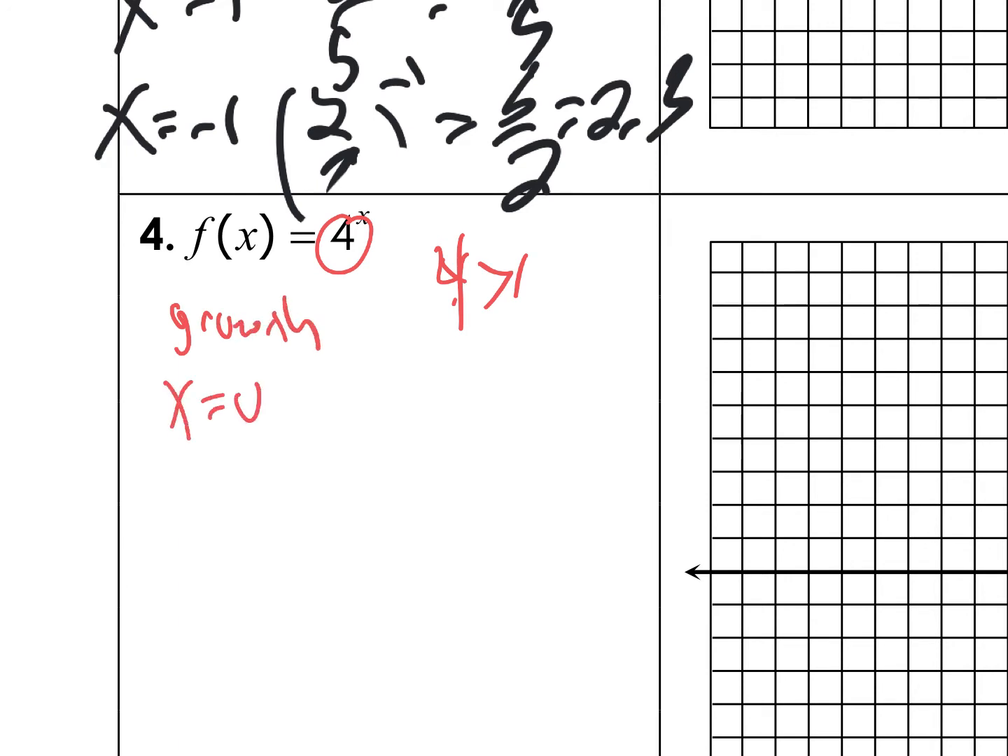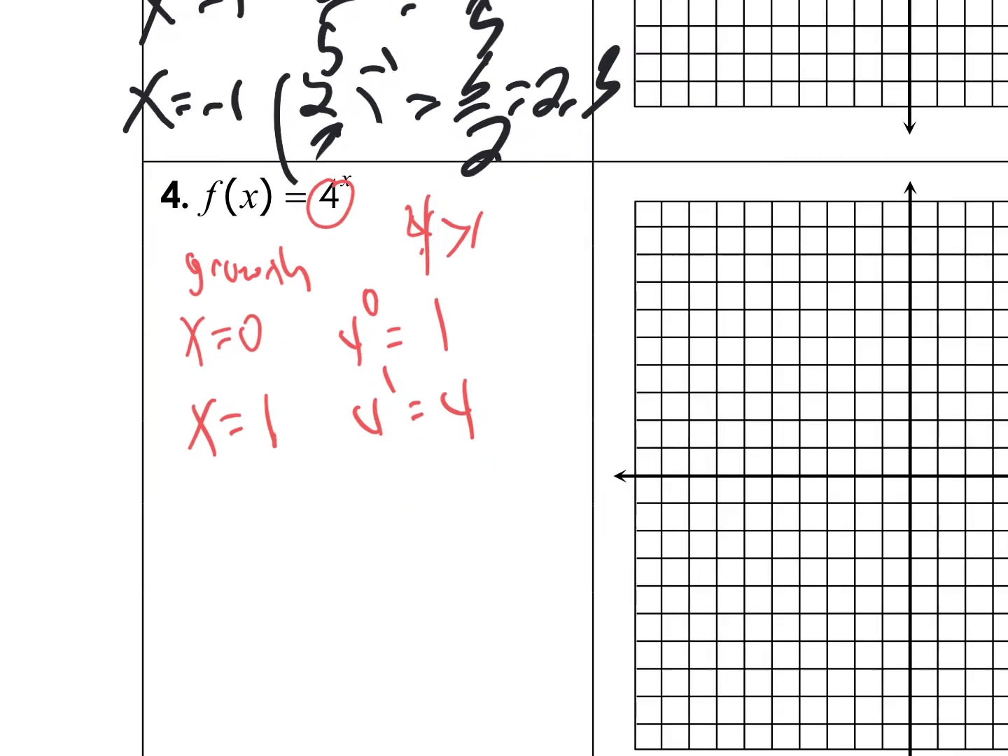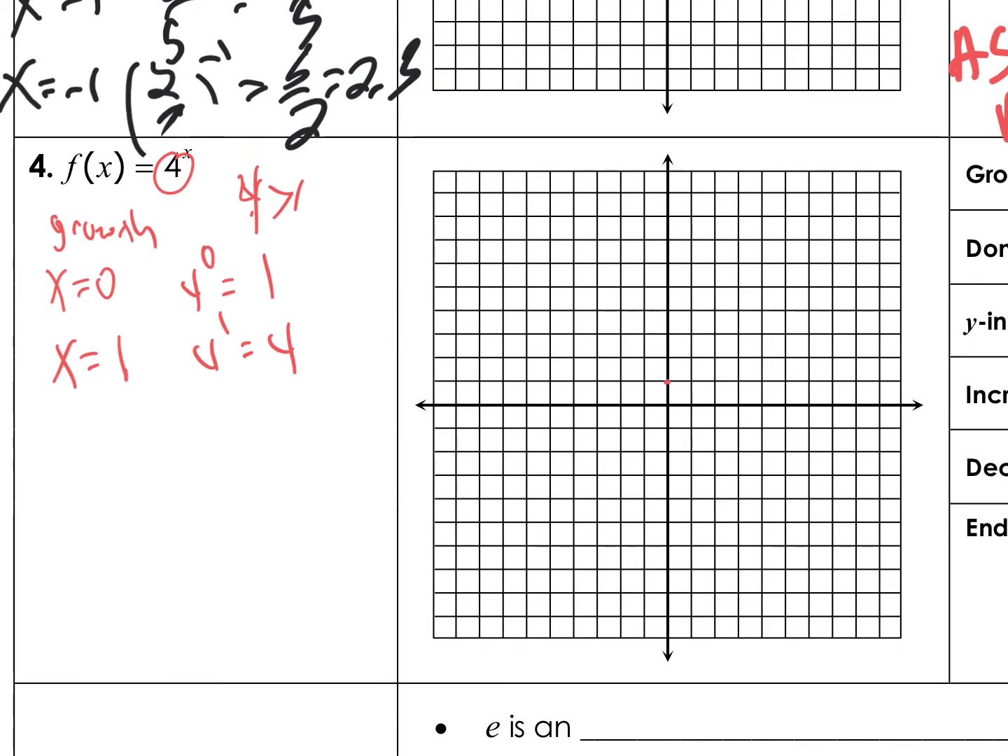When x is 0, 4 to the 0 is 1. When x is 1, 4 to the 1 is 4. So why don't I plot those 2 points right now? 0, 1. And then 1, 4. Very steep, like I said. And since it's a growth, we know that to the left, it goes down to the asymptote. To the right, it's going to go up like that. I almost missed it, but it's close enough.